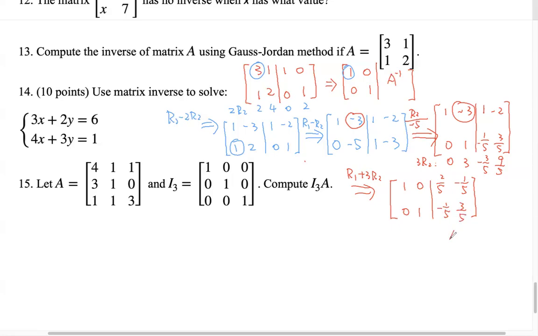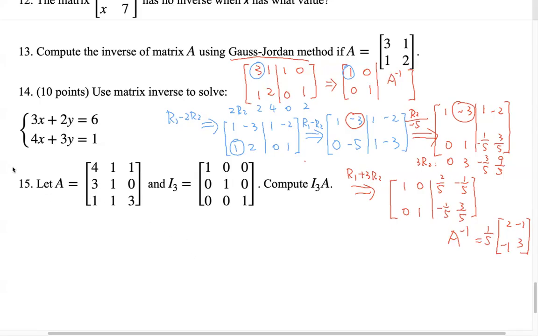And that's it. So this is the A inverse. This is how we use the Gauss-Jordan elimination method to find the inverse. You see, this should be exactly the same as before, but before we have 1 over 5. If we want, we can write the inverse of A as 1 over 5 times 2, negative 1, negative 1, 3, exactly the same.